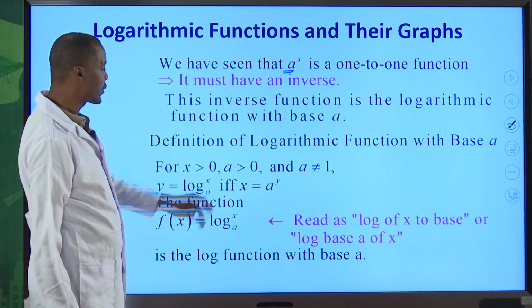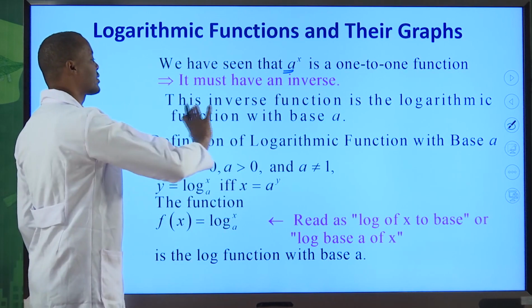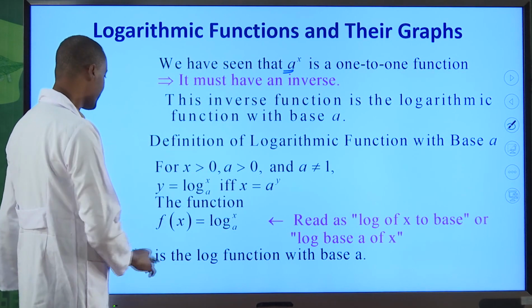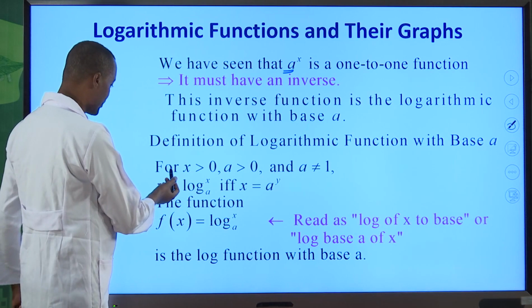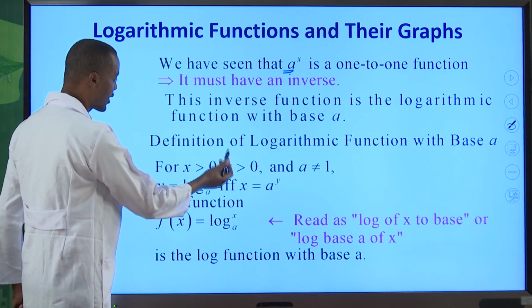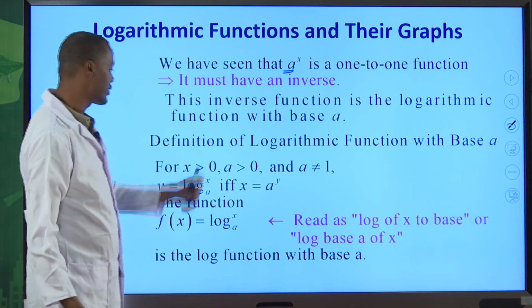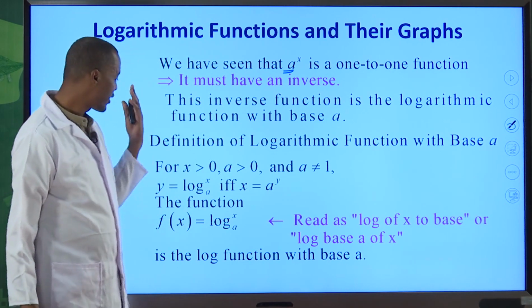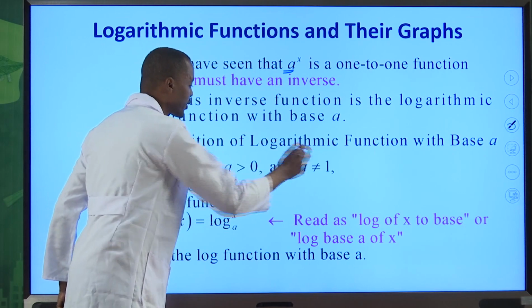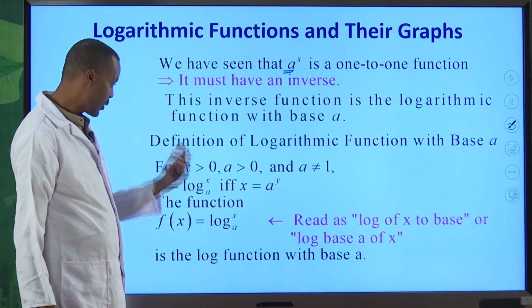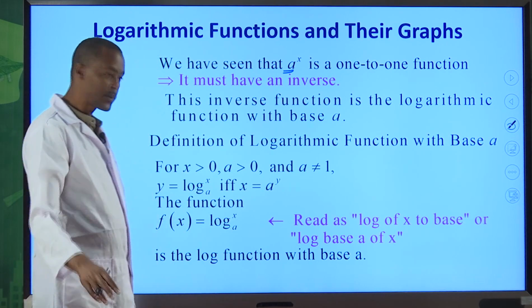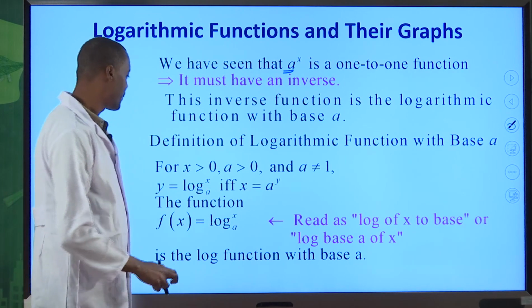And the definition of a logarithmic function with an arbitrary base a is for x greater than 0 and a greater than 0, and a is different from 1, for the very reasons that I told you earlier, that the base must not be equal to 1, because 1 to the power of any number is equal to 1, it becomes a constant function.